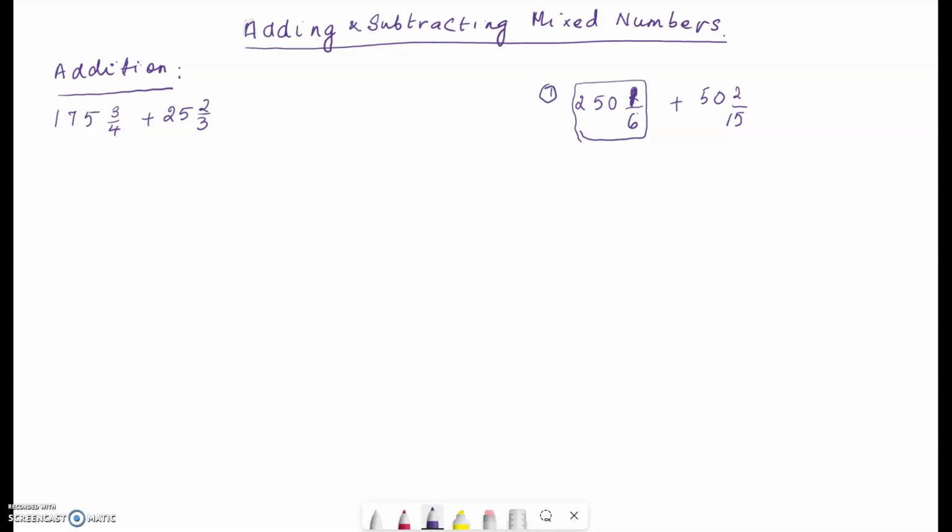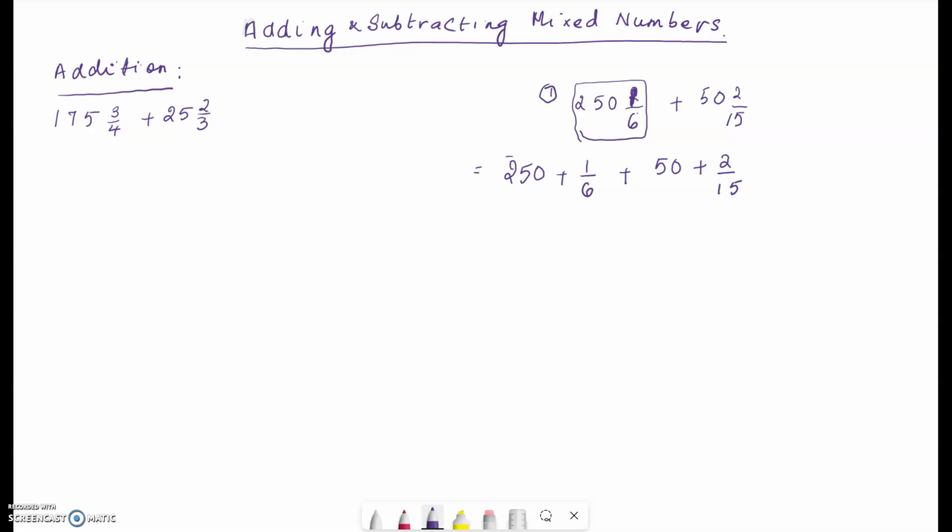So we're going to look at 250 and 1/6 as 250, which is the whole number, plus the fraction, which is the 1/6. Okay, so we're keeping the fraction separate from the whole number. Plus 50 and 2/5 is the same as 50 plus 2/5. So we're just breaking it down, each number, into its whole number plus the fraction part.